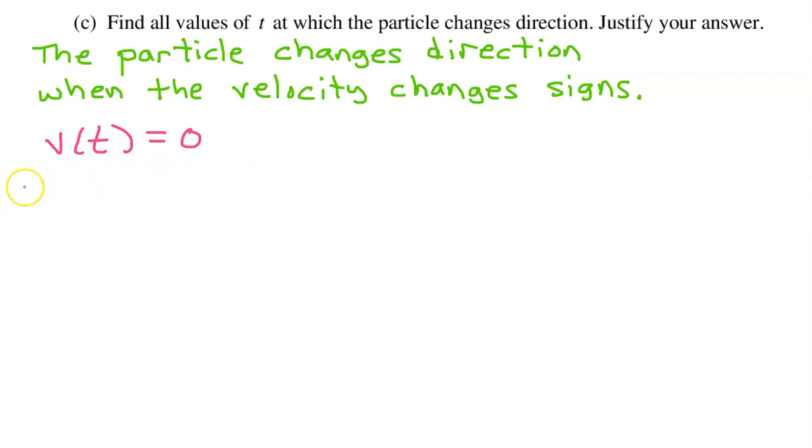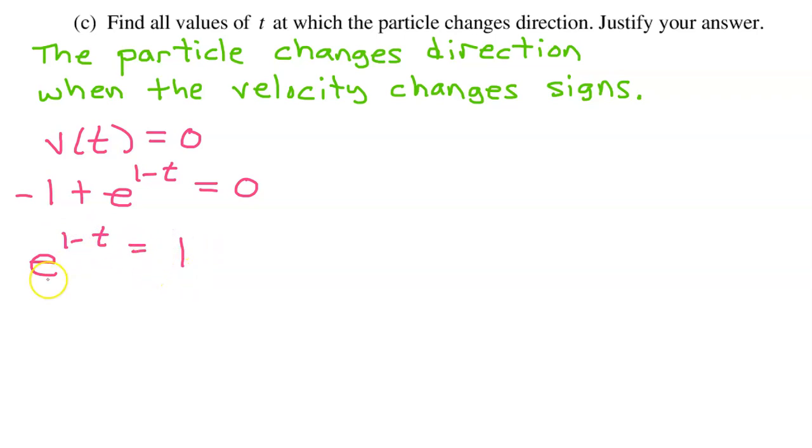They gave us the formula for velocity, which was -1 plus e to the 1 minus t power. So let's set this equal to 0 and solve. Adding 1 to both sides, we have e to the 1 minus t power is equal to 1.